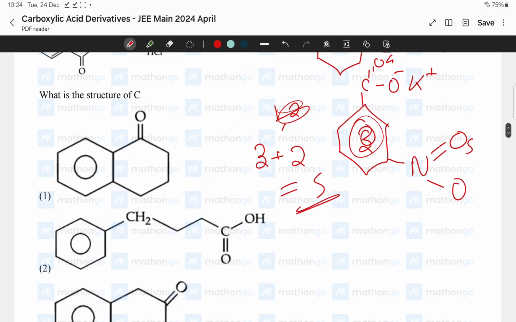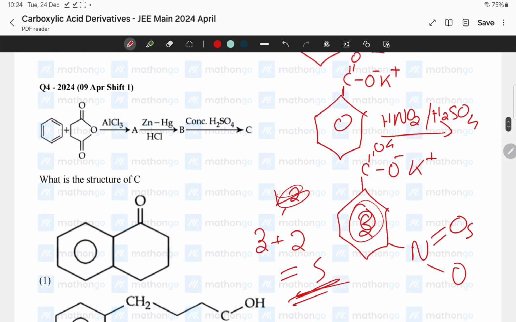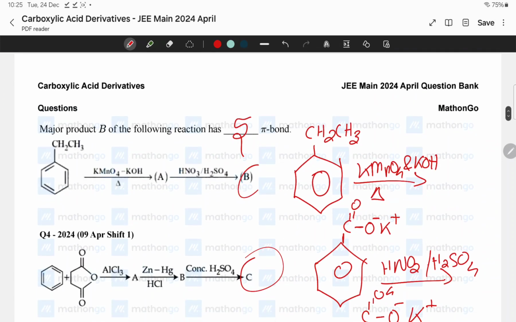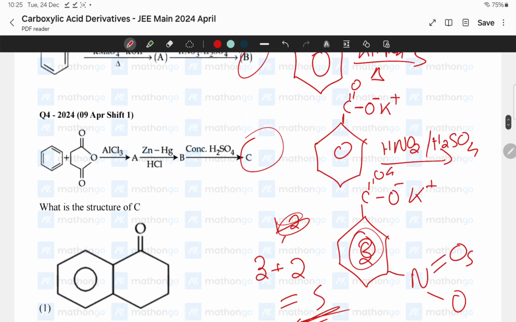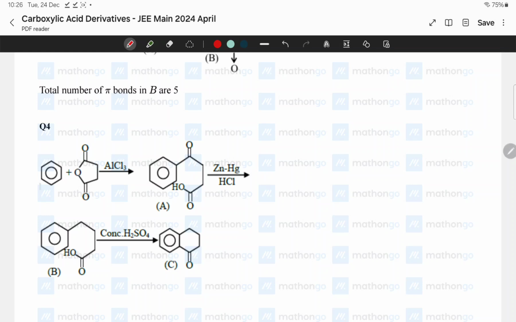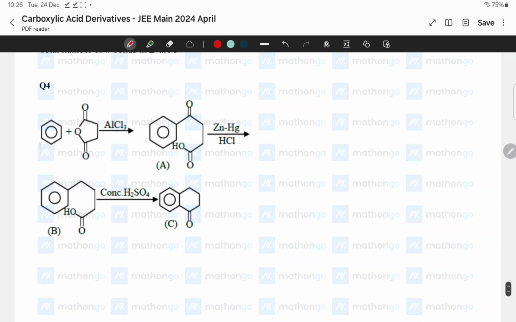So we have 5 pi bonds in the following. Sorry, this is not the compound. In B, 5 pi bonds. Now question number 4. We are having some compound. Oh, it's a very odd compound really. Yes. So this is the answer for the above question. There is no space for me to draw the same. So I will just explain this answer.